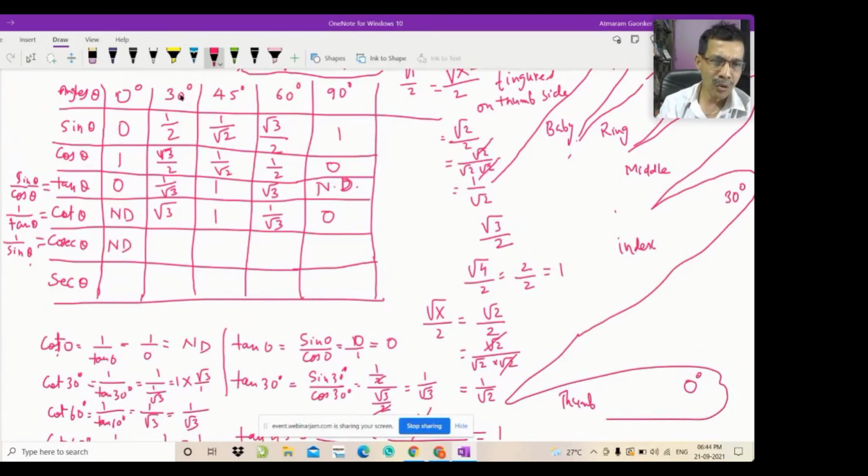Then cosec of 30 degrees is 1 upon 1 upon 2. So 1 upon 1 upon 2 works out as 2. Then cosec of 45 degrees is 1 upon 1 upon root 2, so 1 upon 1 upon root 2 works out to be root 2. Cosec of 60 degrees is 1 upon root 3 upon 2, which works out as 2 upon root 3. And cosec of 90 degrees is 1 upon 1, and 1 upon 1 is 1.